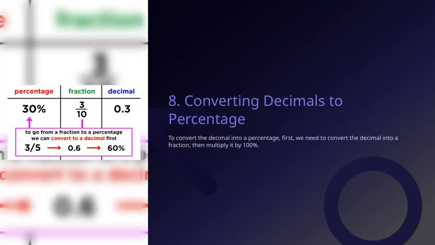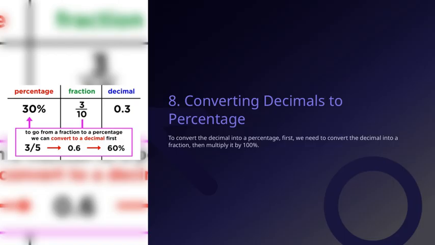Now, let's talk about converting decimals to percentages. The key idea here is that to do this conversion, we first need to think about the decimal as a fraction. Once we have that fraction, the next step is to multiply it by 100%. This process effectively shifts the decimal point 2 places to the right, giving us the percentage.